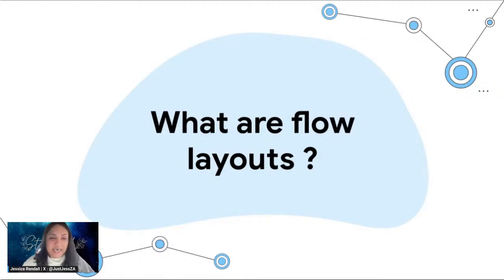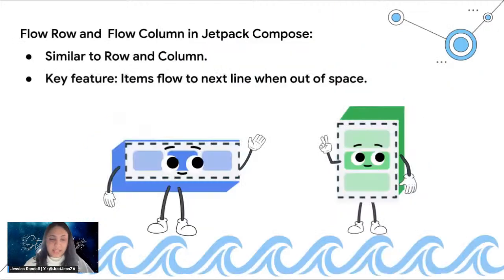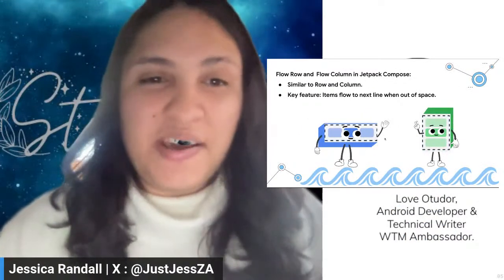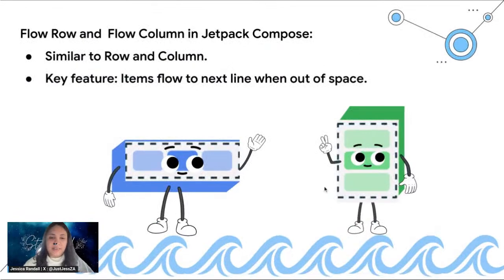So today we're going to explore flow layouts. The first question most people would ask is, what are flow layouts? Flow row and flow column in Jetpack Compose are similar to row and column. The key feature, or the superpower, is that items flow to the next line when the row or column runs out of space. This is how I depicted flow row and flow column, riding waves. That's how I pictured them graphically.